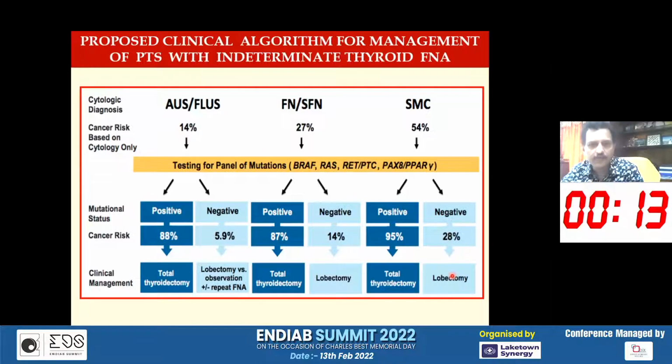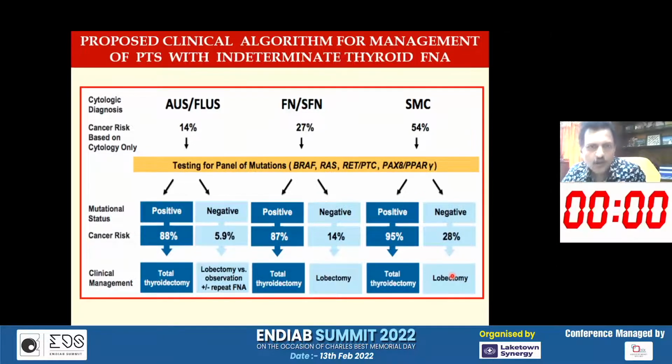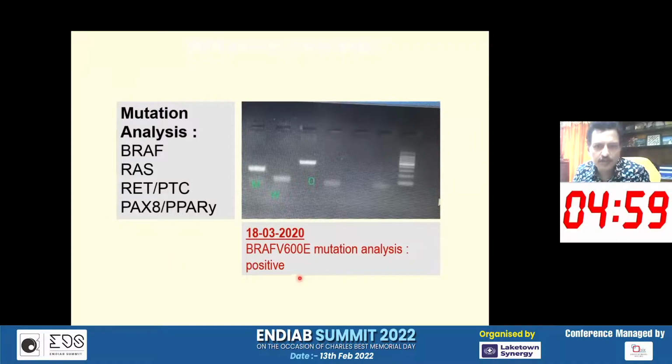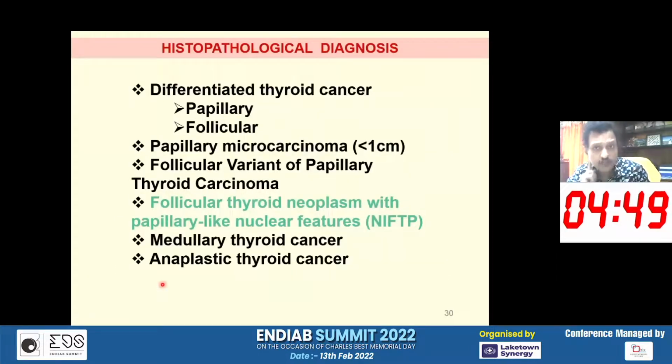So therefore, a more conservative approach if the mutation is negative, and we should be very aggressive if the mutation is positive. We are dealing only with the intermediate variety, where the FNAC has not confirmed whether the patient has a benign or a malignant lesion. So coming to the mutation analysis of this particular patient, it shows that the mutation analysis was positive. So therefore, we subjected the patient to total thyroidectomy. And after the thyroidectomy, the histopathological diagnosis came. You can see we were expecting many histopathological diagnoses. It may be papillary and follicular differentiated thyroid carcinoma.